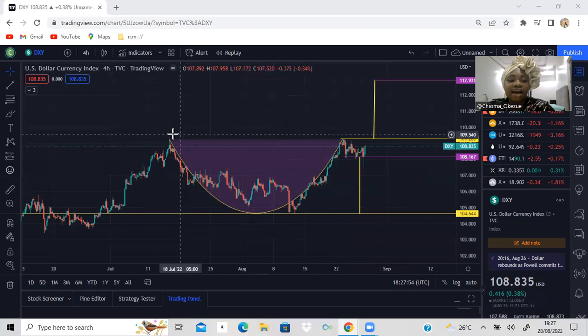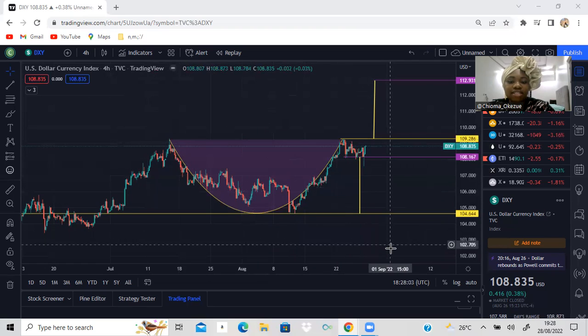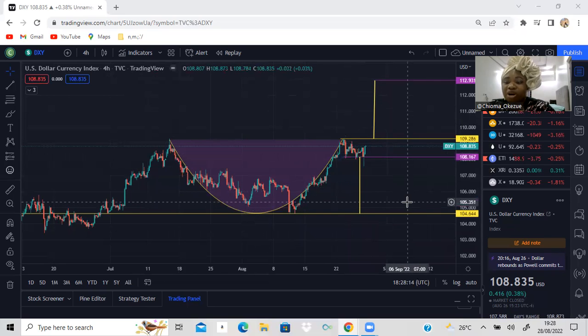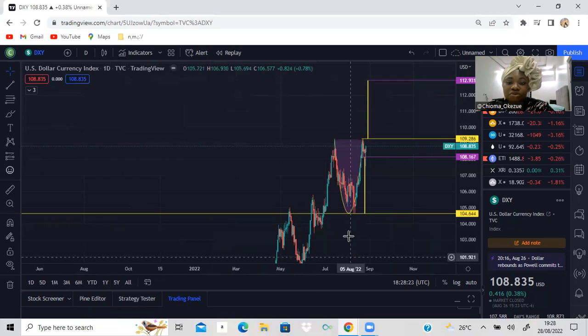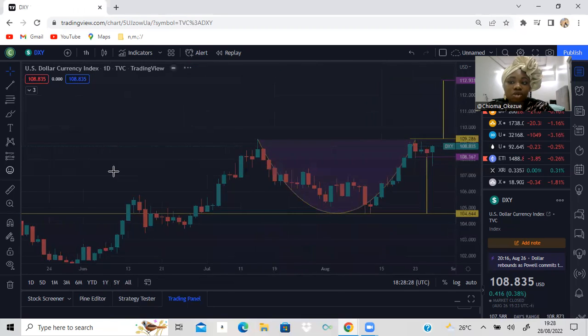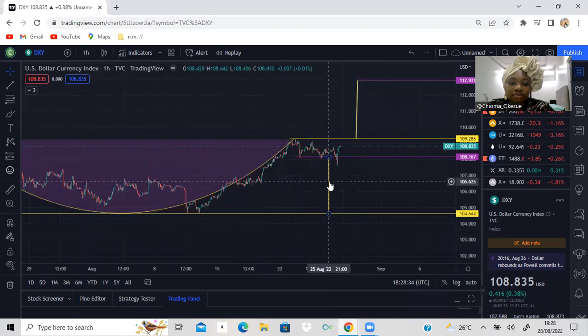All right. So we have the teacup and handle. If you can see the handle going down like this. This is the handle. Now, when you see this, what you're waiting for is the break of the top of the teacup to get in. But if you want to get in early, all you need to do is come down to a lower time frame. I'm just using this to teach you how we trade the teacup strategy, right? The teacup strategy.